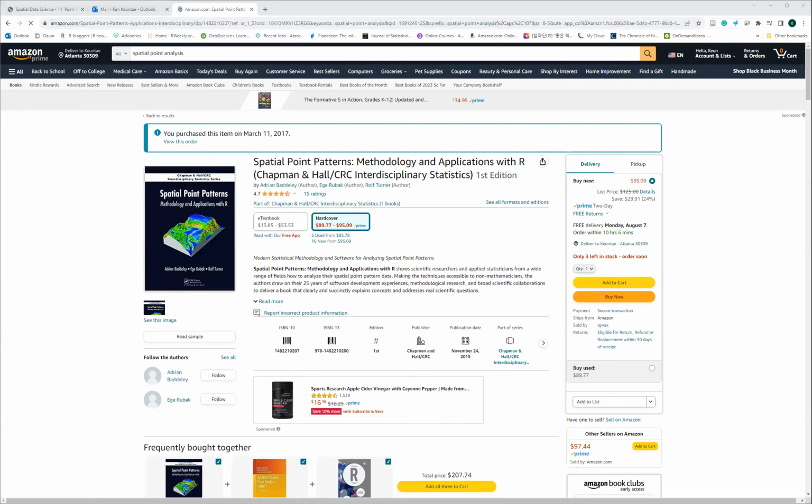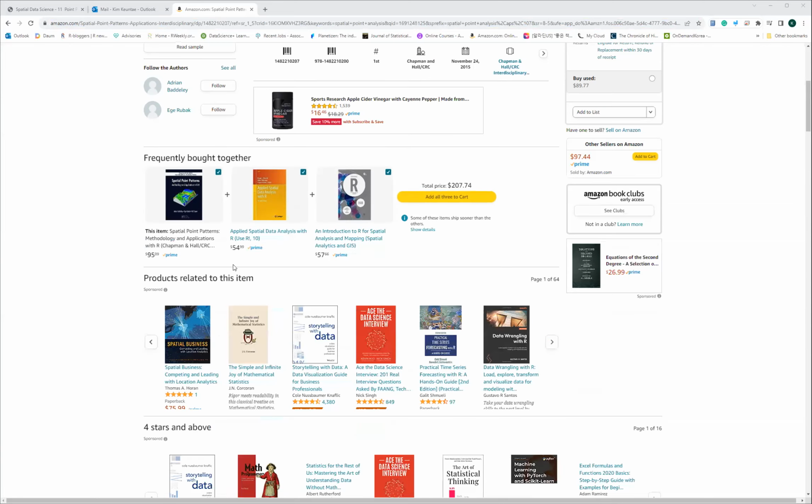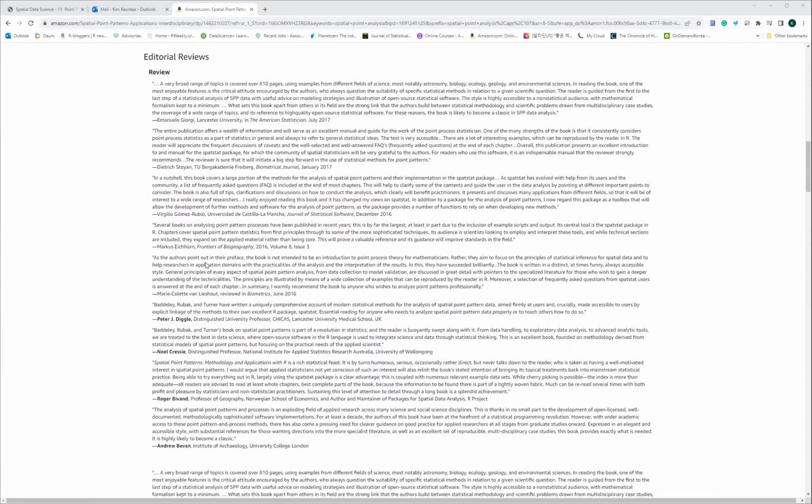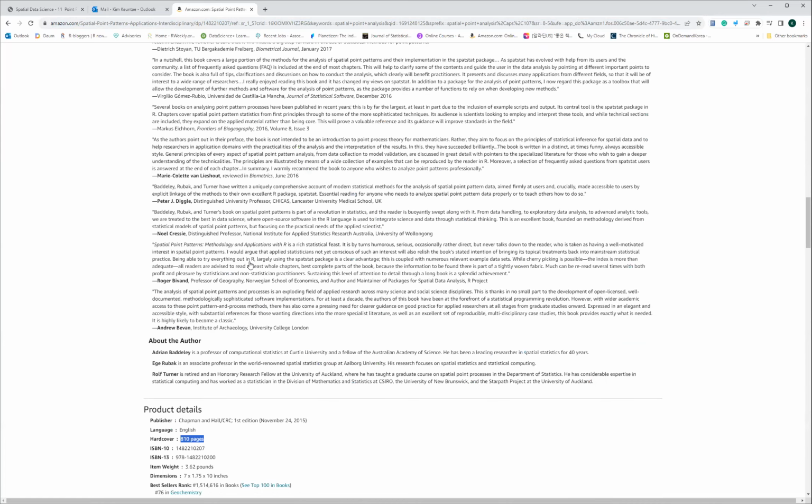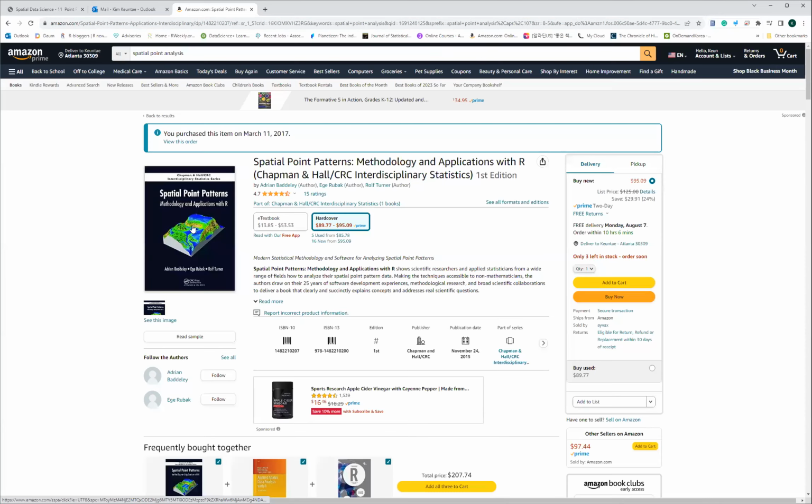If anyone is interested in understanding more about what spatial point patterns are, this book is kind of the Bible for spatial point patterns. It is a very thick book, 810 pages. It's a lot of pages.